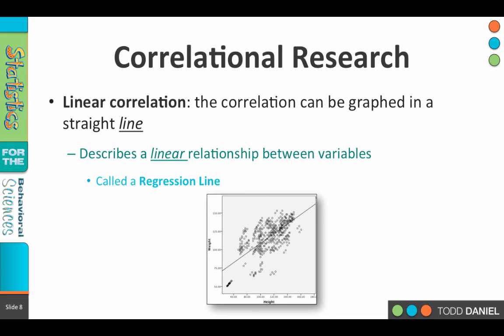Now, in the next chapter, we're going to talk about regression and what it's used for. All we need to know for now is that we can put a straight line through the middle of those data to describe their relationship. The closer that those dots are to the line, the stronger the relationship.